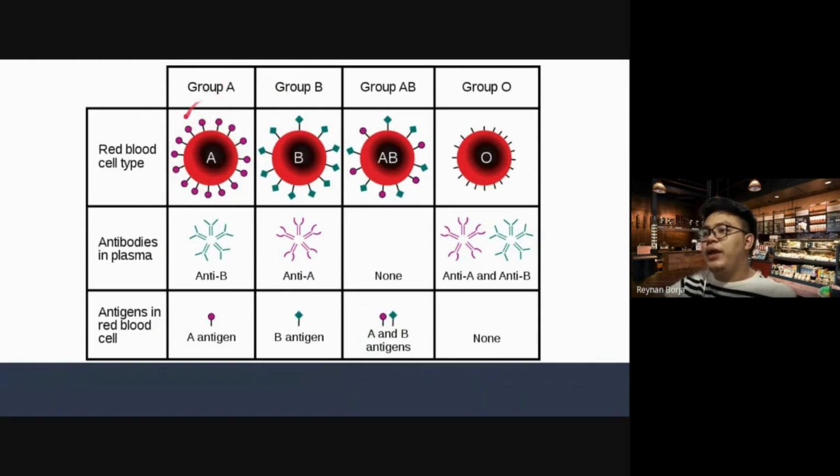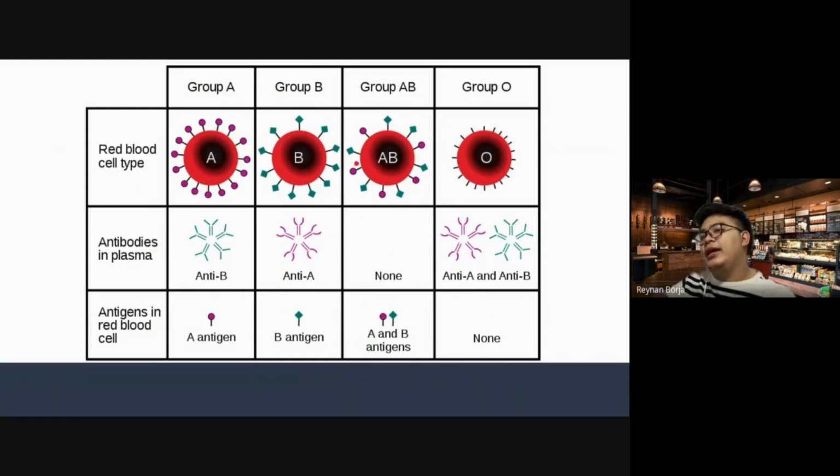Your blood group A has A antigen, of course. The corresponding antibody present in the plasma is anti-B. Okay, nagets naman siguro to. So sa blood group B, meron siyang B antigen, which is your square na green. Meron siyang antibody na anti-A antibody.